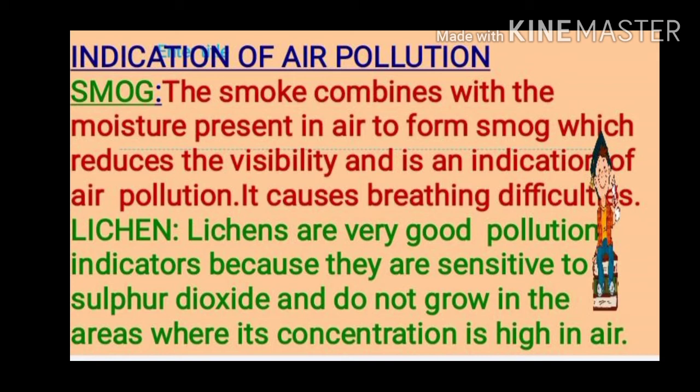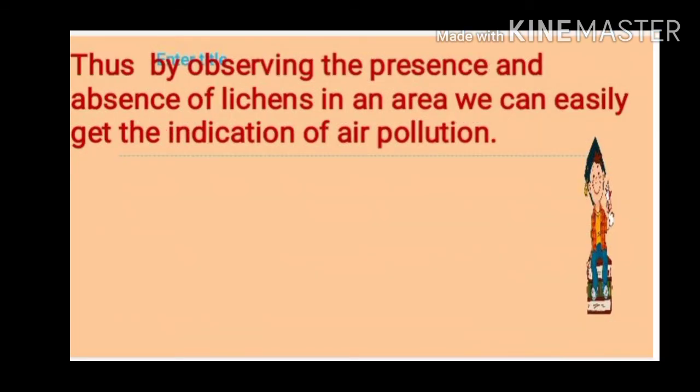Lichen. Lichens are very good pollution indicators because they are sensitive to sulfur dioxide and do not grow in the areas where its concentration is high in air. Thus, by observing the presence and absence of lichens in an area, we can easily get the indication of air pollution.